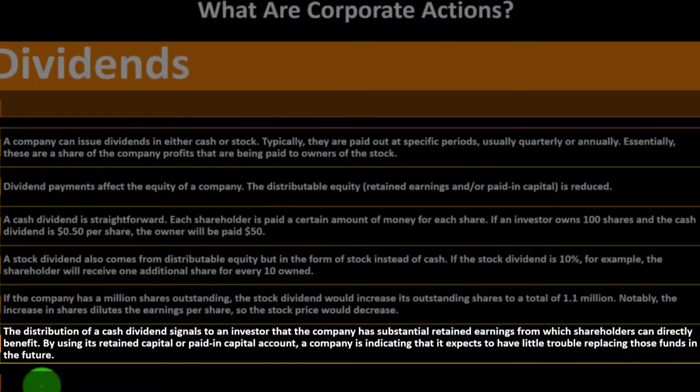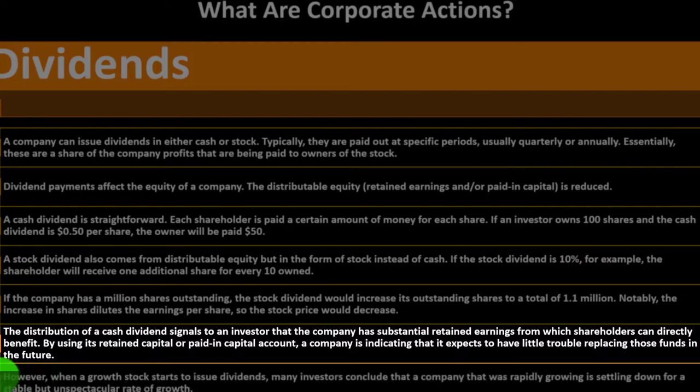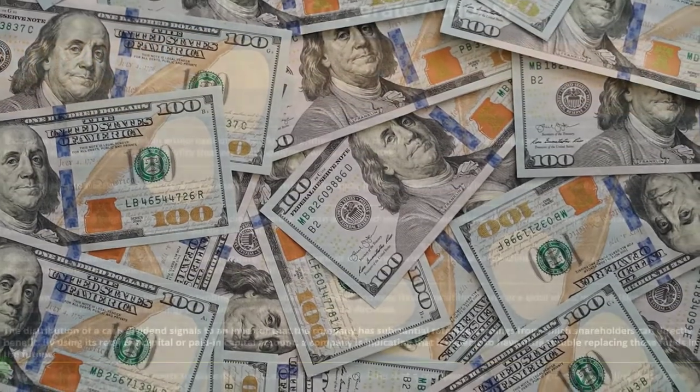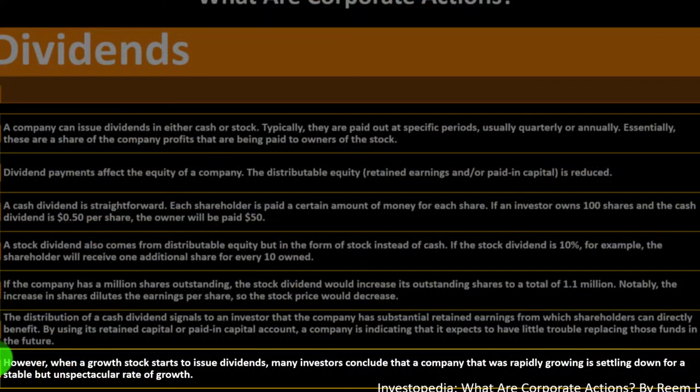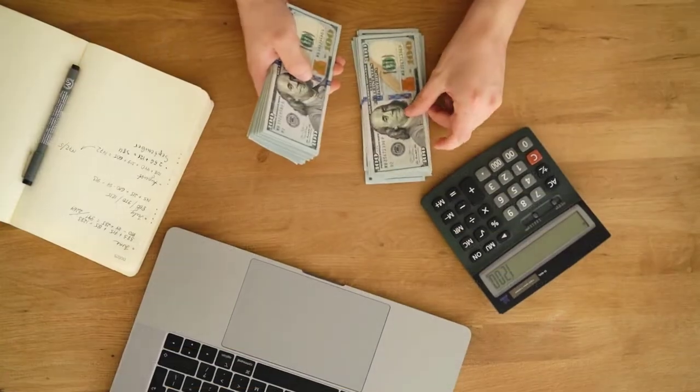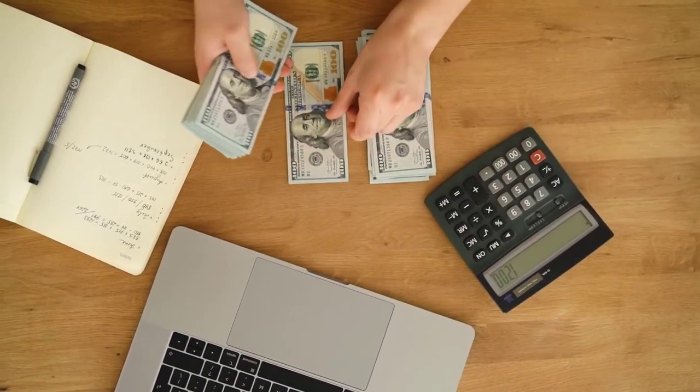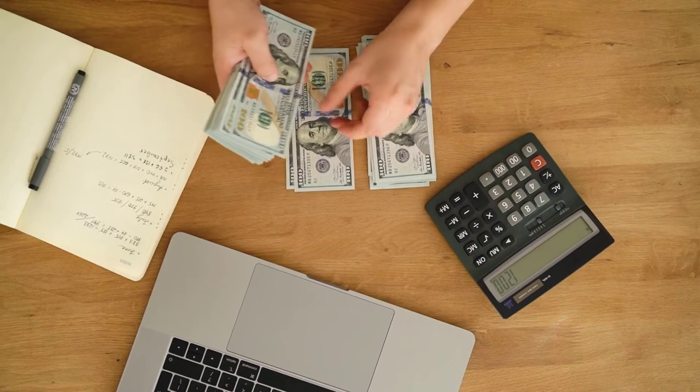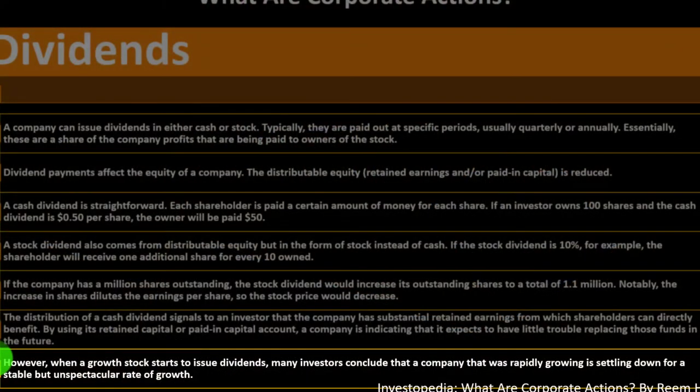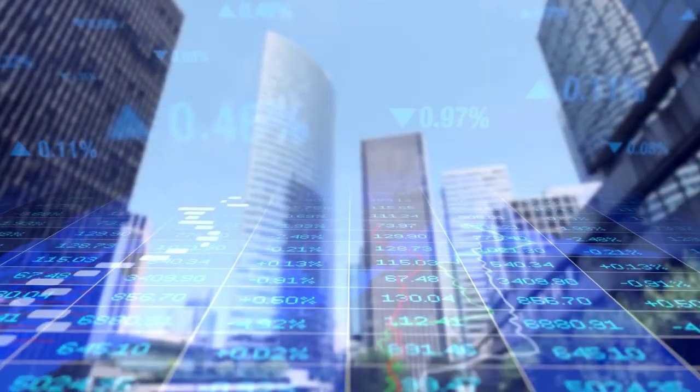By using its retained capital or paid-in capital account, a company is indicating that it expects to have little trouble replacing those funds in future. So their revenue should be strong, they're thinking. However, when a growth stock starts to issue dividends, many investors conclude that a company that was rapidly growing is settling down for a stable but unspectacular rate of growth. If you're investing in a growth stock, you're expecting them to take the money and reinvest it, putting it into more facilities, machinery, and equipment in order to grow faster. And that's why you're there.